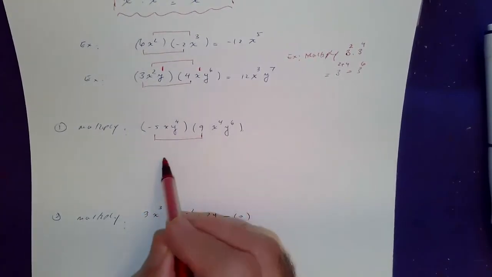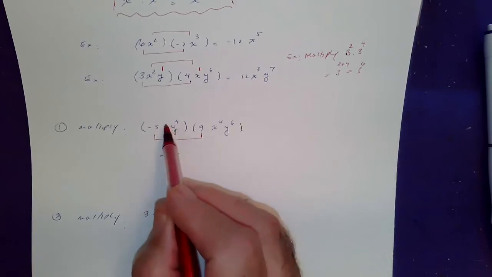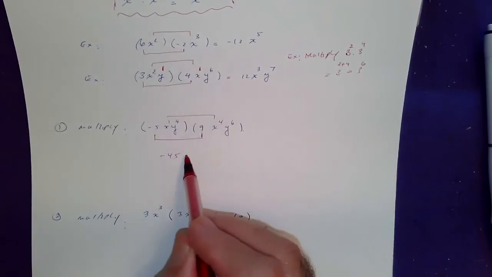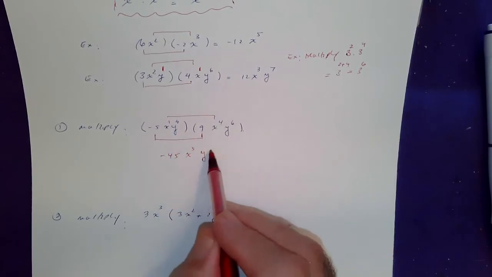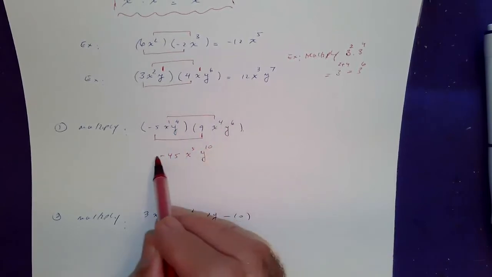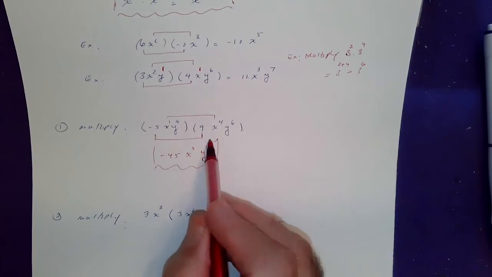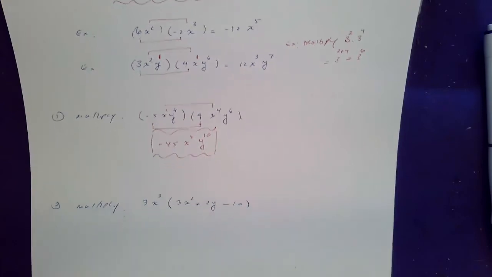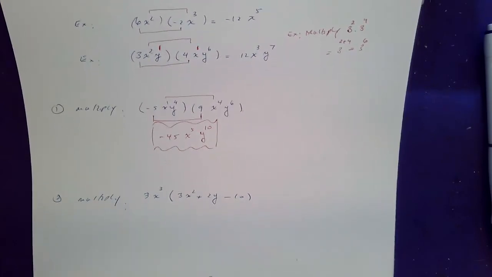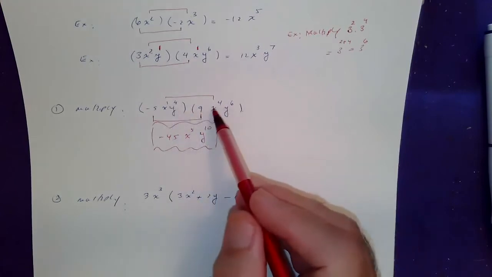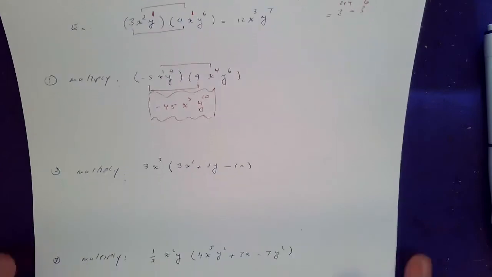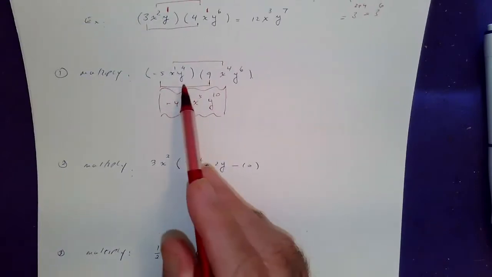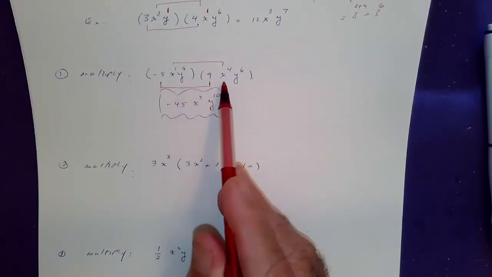Negative 5 times 9 is negative 45. X times x to the 4 is x to the 5th. Y to the 4 times y to the 6, you add the powers, you get 10. So the answer is negative 45, x to the 5th, y to the 10. What am I doing? I'm adding the powers of the variables and I'm multiplying the coefficients. So that's a multiplication of two monomials.